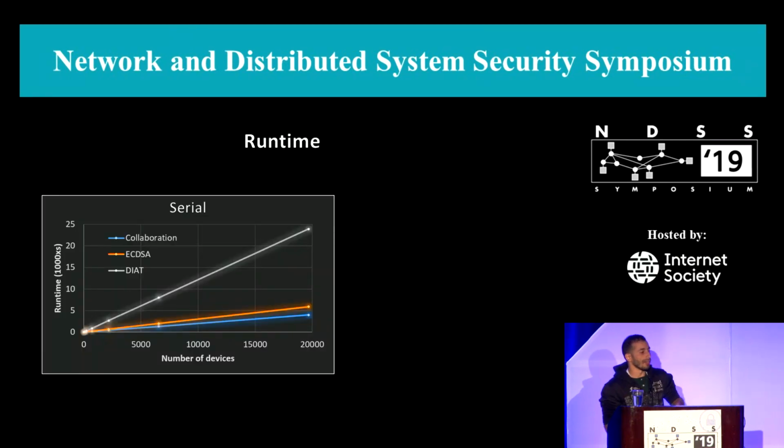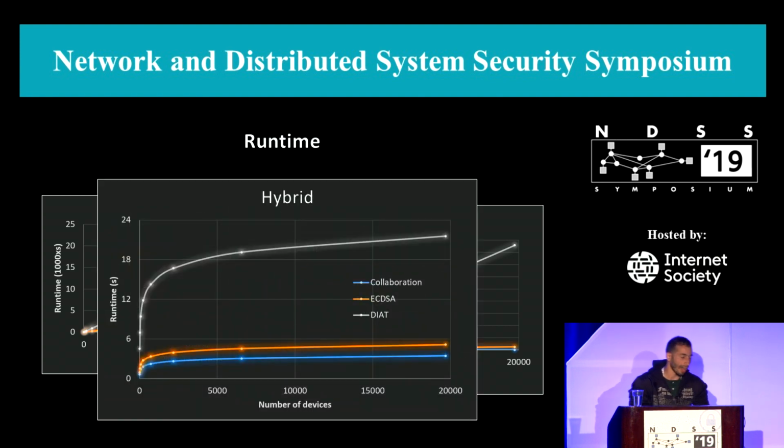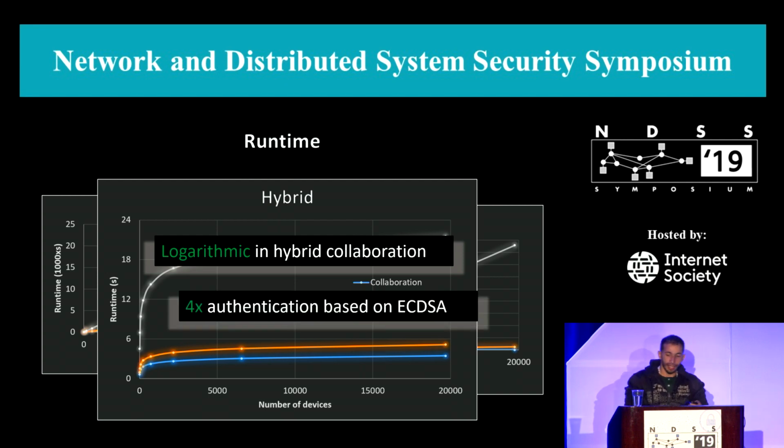The runtime in the serial case is linear for the 3 cases, and the parallel is constant for the control scenario and linear for the other 2 cases. And the most interesting is the hybrid scenario, where we can see that the runtime is logarithmic in the number of collaborating devices, and that imposes only 4x the normal authentication while providing more integrity of the exchanged data.